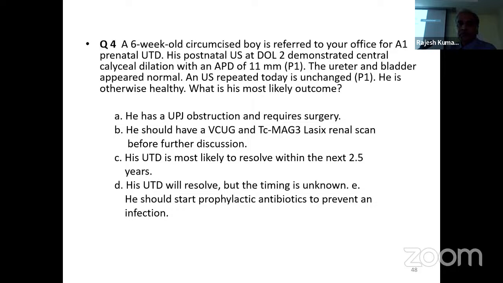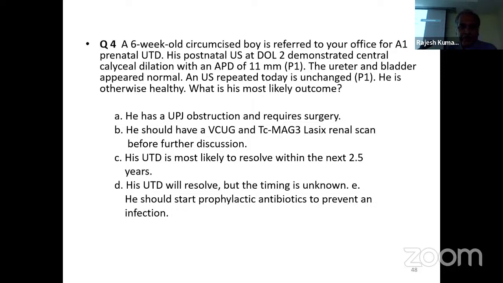Right? So he is a low risk P1 UTD. So we have discussed this, that the low risk P1 UTD has a very good chance of resolution. Most of these patients will resolve within 48 to 60 months. So the answer should be, UTD is most likely to resolve within the next 2.5 years.